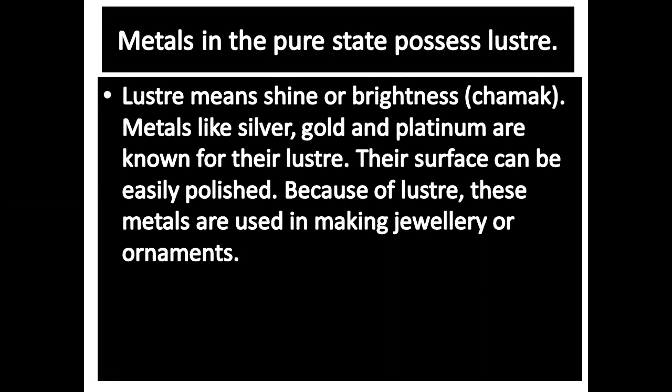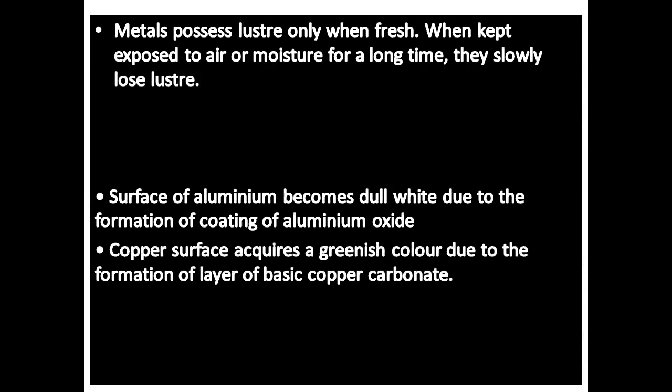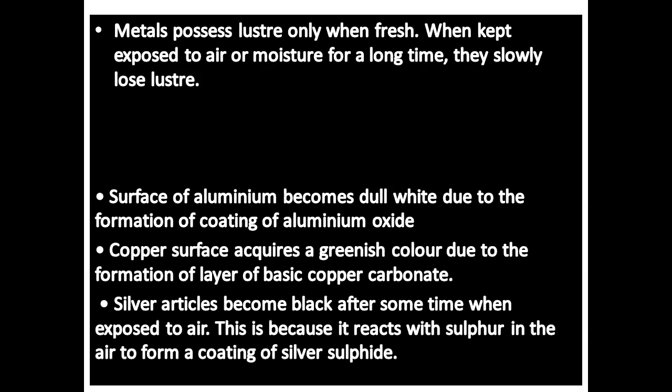Luster means brightness. Metals like silver, gold, and platinum are known for their luster, and their surface can be easily polished because of this luster. These metals are used in making ornaments. Metals possess luster only when fresh. When kept exposed to atmosphere for a long time, they lose their luster.